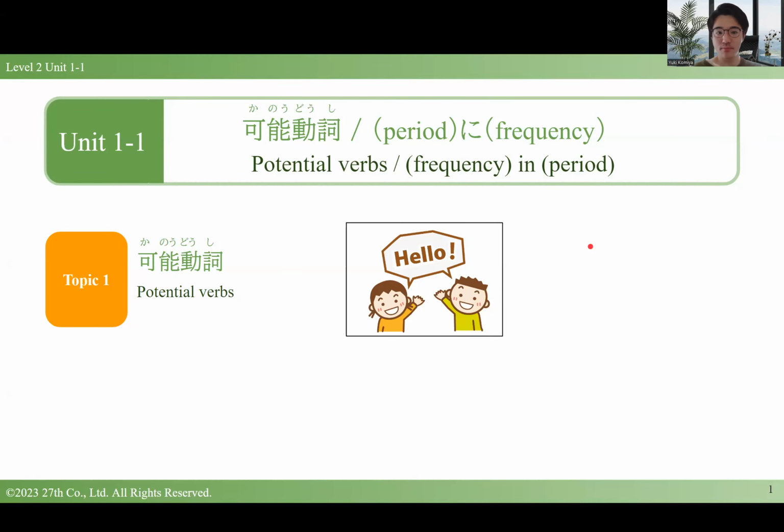Hi, 皆さん、こんにちは, and welcome to Level 2. And this is the Unit 1 first lesson. And today we're going to be learning about the potential forms of verbs and also frequency expressions.